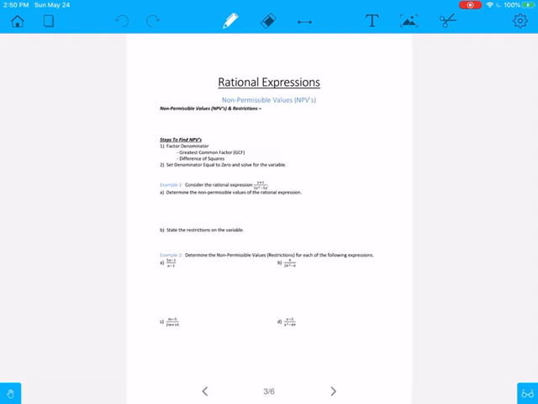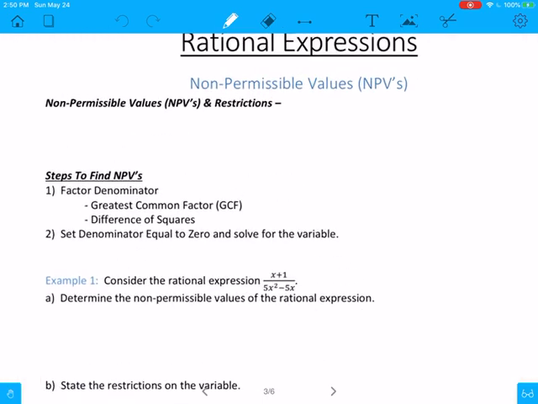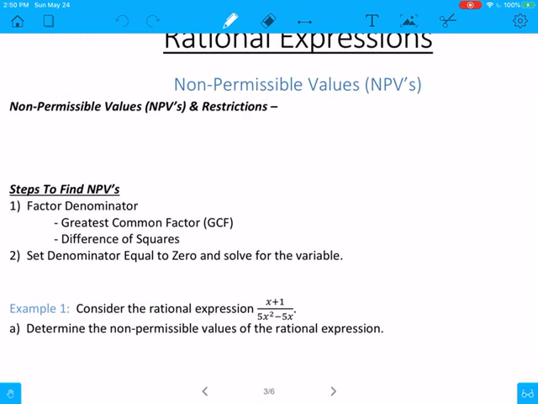Last part of lesson 1. Okay, rational expressions. So we're going to deal with non-permissible values, NPVs, or they're called restrictions. They could say non-permissible values or they could say restrictions. Now, what the heck is a rational expression? That's what we're going to be dealing with.